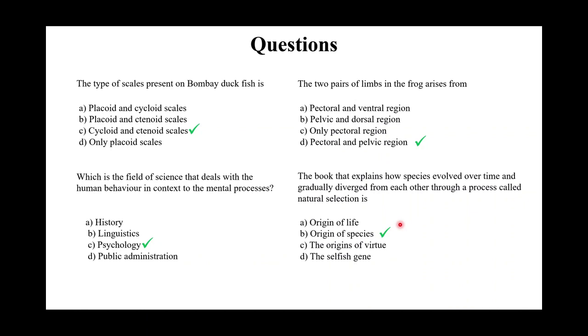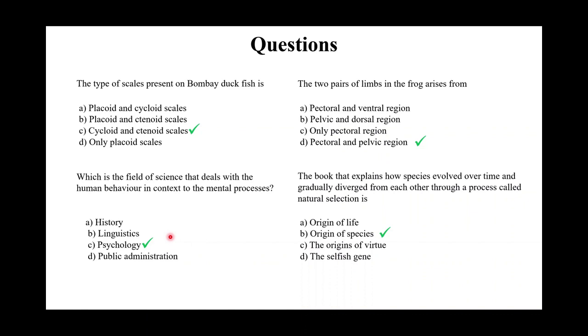And then you have a simple question which asks the field of science where you have human behavior. And the other options are very easy. They are history, public administration, and linguistics. They have nothing to do with human behavior whatsoever. And then you have scales, which are present in Bombay duck. So these are different kinds of scales. The basic unit structure of these scales defines these fishes, or defines the organisms.